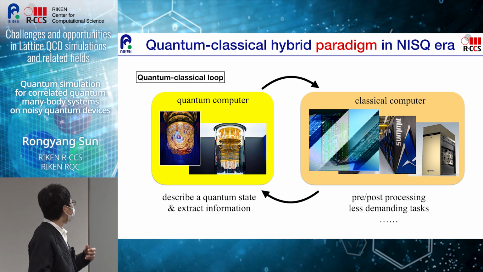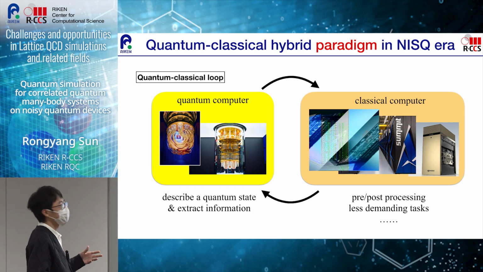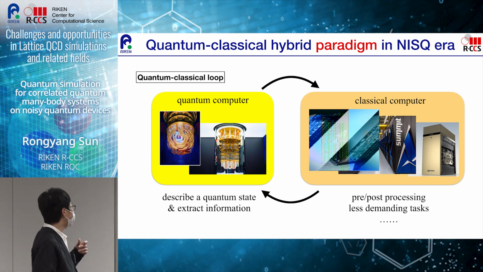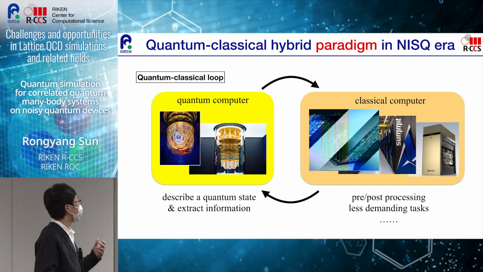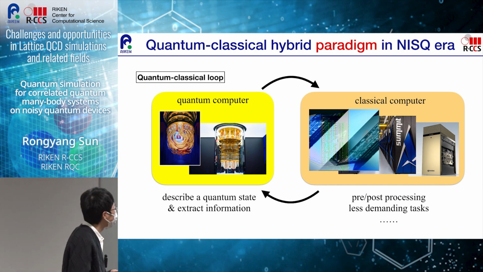That is, we can imagine that you have some recipe that can guide the quantum computer to generate some quantum state, and then you can measure this state to extract some information, and then you send this classical information to the classical computer and perform some calculation, and then you can generate a new recipe to guide the quantum computer to generate a new quantum state and form this quantum-classical loop.